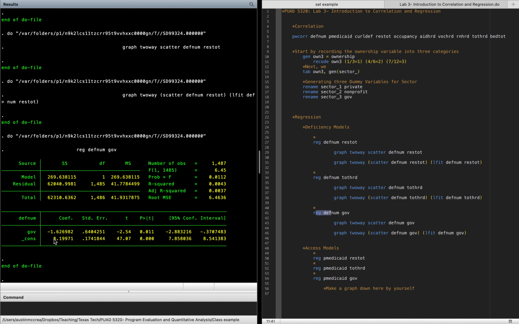And our constant value in this case represents the average number of deficiencies for private and nonprofit nursing homes. And once again, we see the number of observations up here. We see an R squared, so we don't really explain much of the variation in the deficiencies at all.